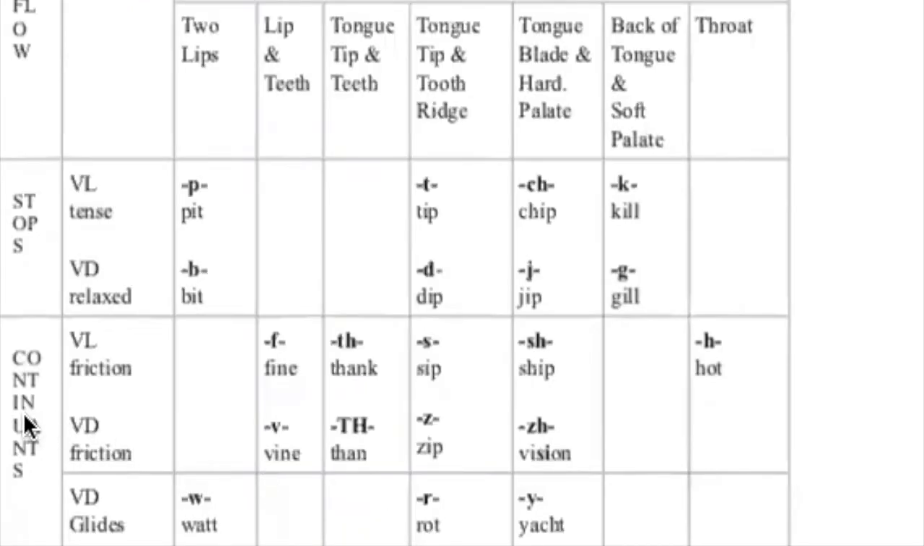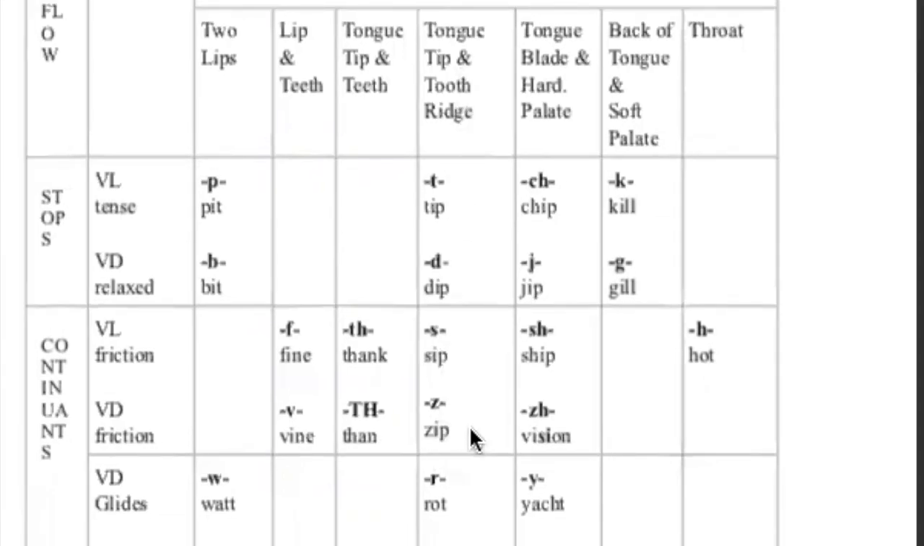Then we have a lot of continuants where the air keeps going through your mouth. F and V, fine, vine. They use the top teeth and the bottom lip. Then we have the 2 different THs. They use the tongue tip getting very close to the teeth, but the air continues out your mouth. Then we have S and Z, as in sip and zip. They use the tongue tip and the tooth ridge. Then we have ship and vision, or SH and ZH. They use the middle of the tongue and the middle of the top of the mouth, tongue blade and hard palate.